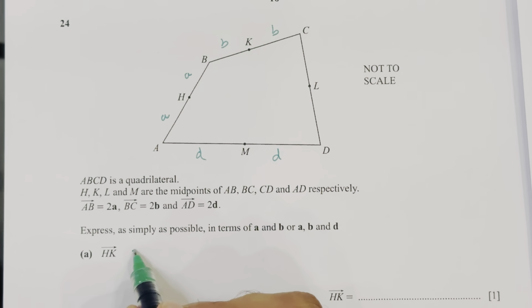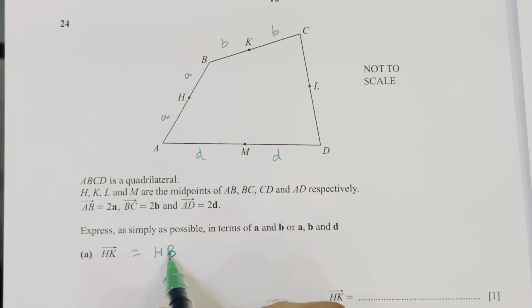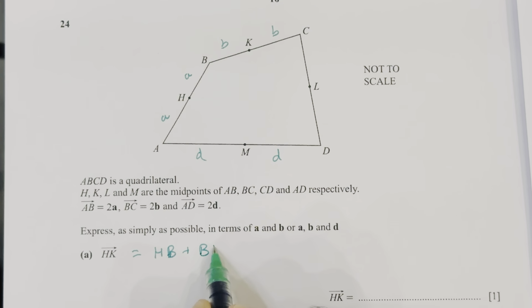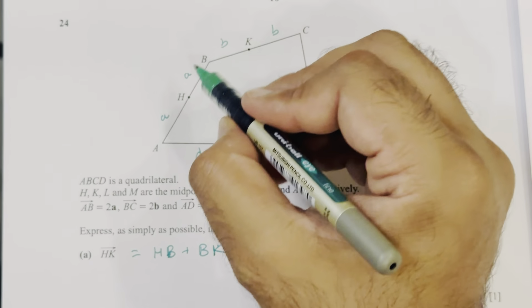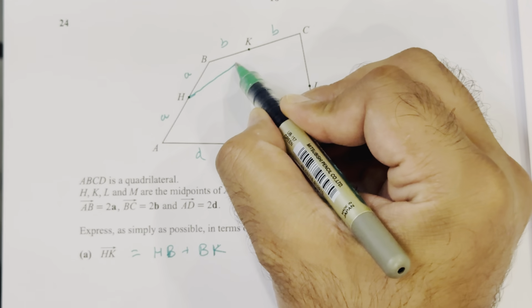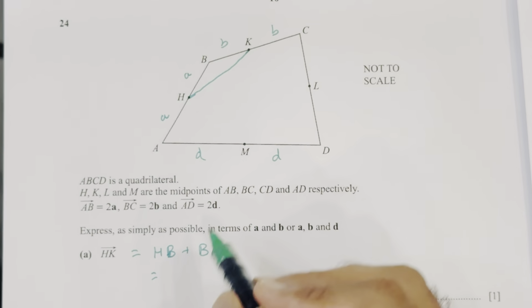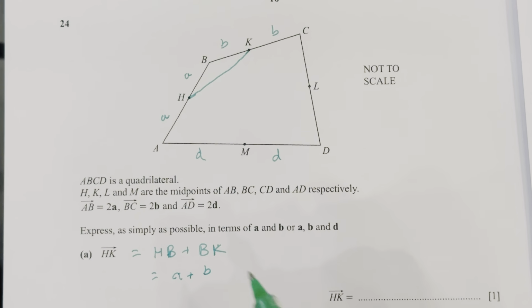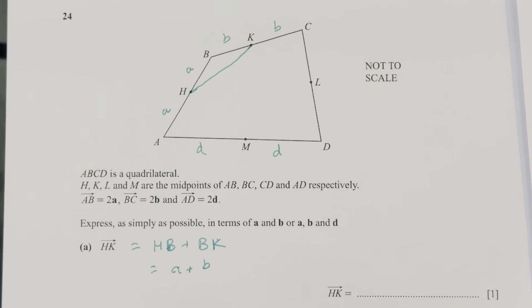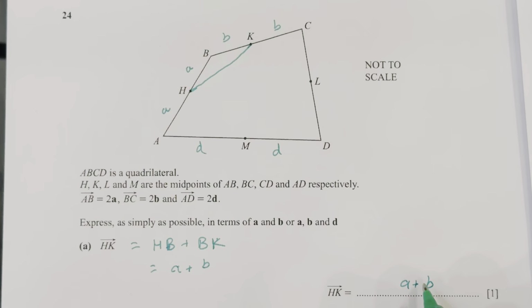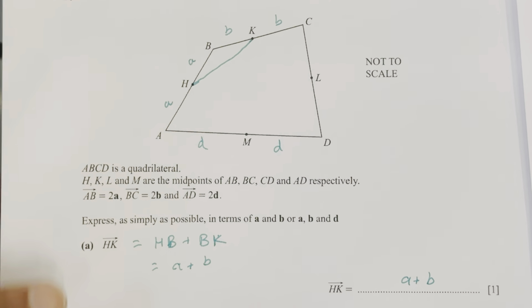The value of HK would be equal to HB plus BK. This we need to find. Okay. And the value of HB, we know that it is equal to A, and the value of BK would be A plus B. So the answer would be A plus B. Moving to its B part.